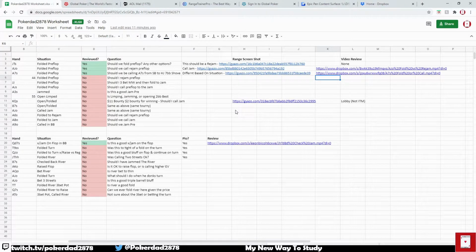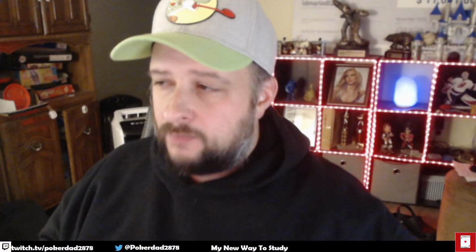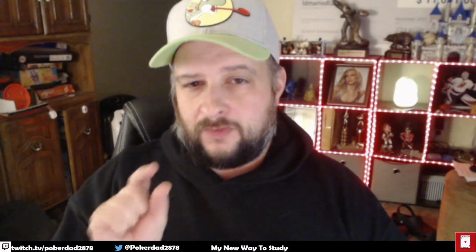I just started doing this tonight, and I have found this to be really helpful as a way to review my hands, instead of reviewing a hand, going on to the next, reviewing a hand, going on to the next, and never quite remembering what I was reviewing, retaining so little of it.